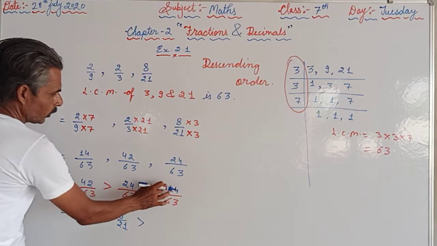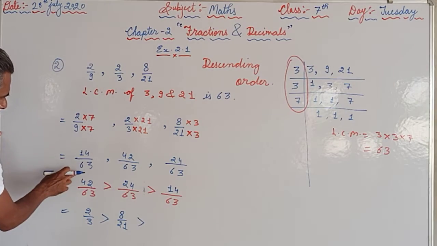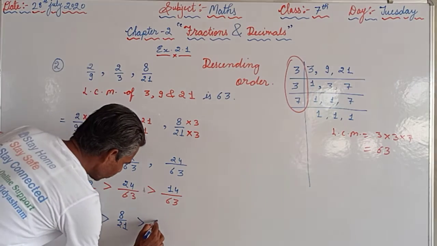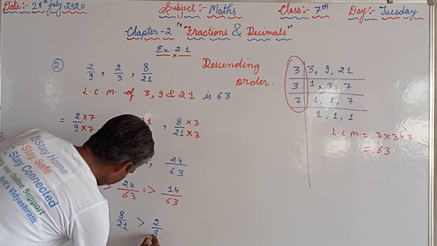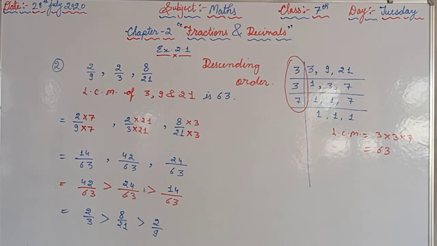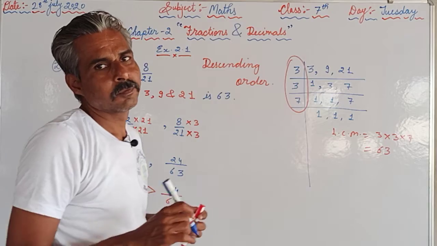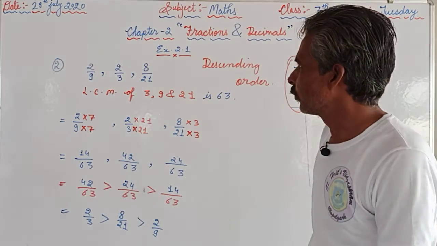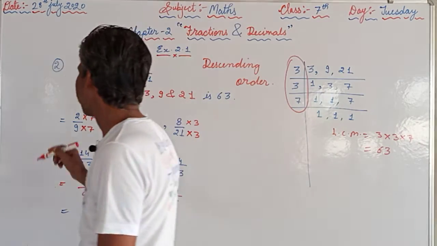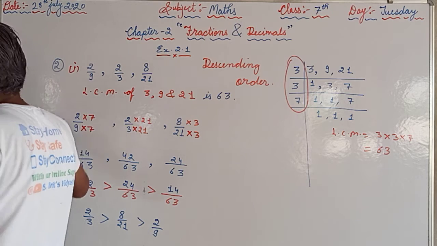Then 14 upon 63 means 2 upon 9. So this is the descending order of this question. First part already we have done. Second part you are supposed to try by yourself.